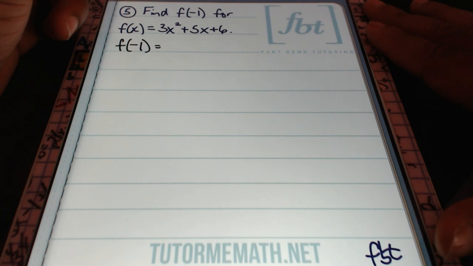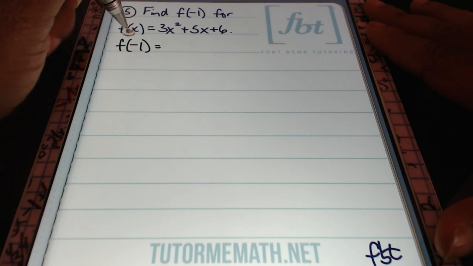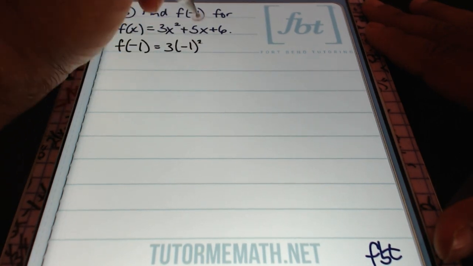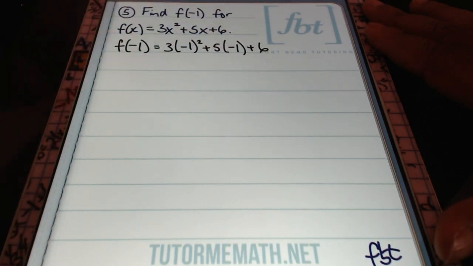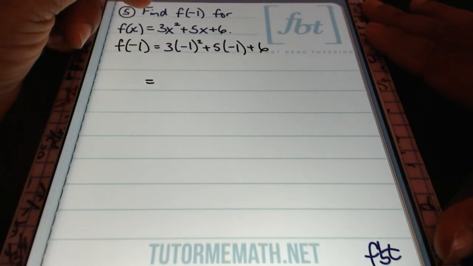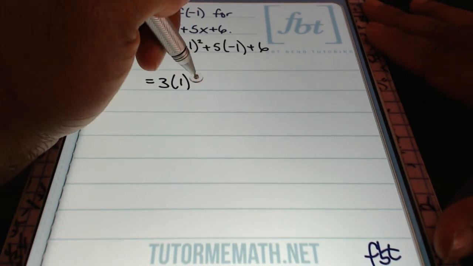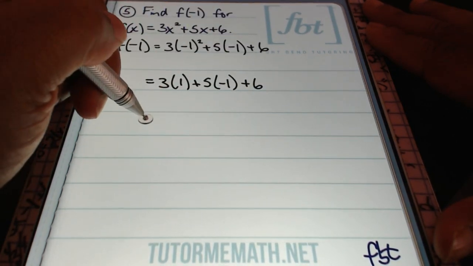So this problem, guys, evaluating functions. You're going to replace all the x's in the equation with the number -1 and then simplify it. So I'm going to replace every x with -1, and then I'm going to use the order of operations to simplify this. And that's all you got to do. It's literally plug and play. So I'm going to start out with my exponents first. I know that -1 squared means -1 times -1, which is +1. And then I'm going to have +5 times -1. Then we're going to have +6.